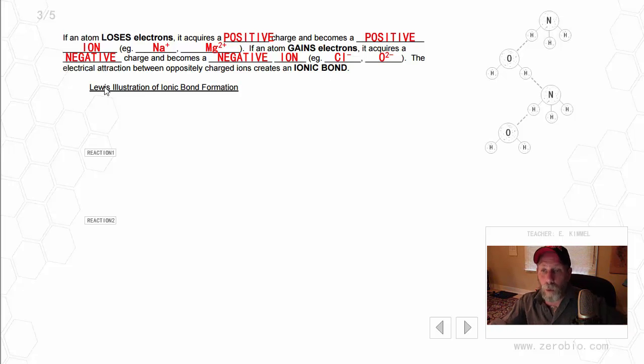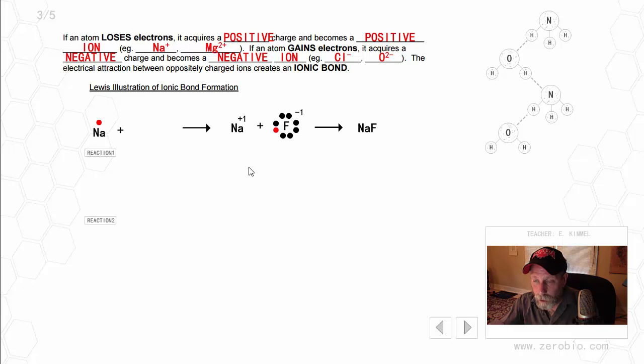Now, I'm going to have you draw the Lewis illustration of ionic bond formation. We're going to draw some Lewis dot diagrams of atoms, and we're going to show how an ionic bond forms. I'm going to show the reaction, and I want you to copy this, and we're going to talk about it. All right? So you may have to pause it once you see the reaction.